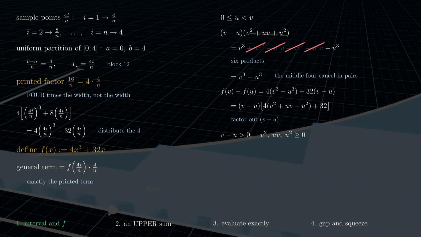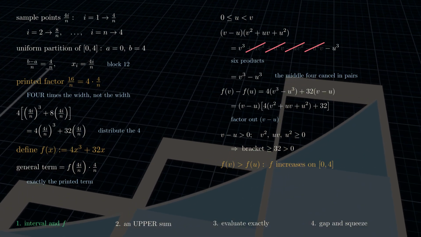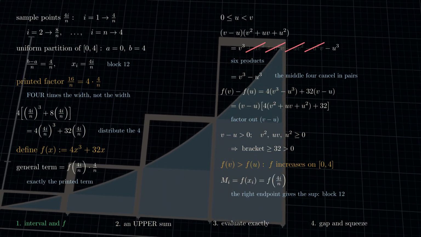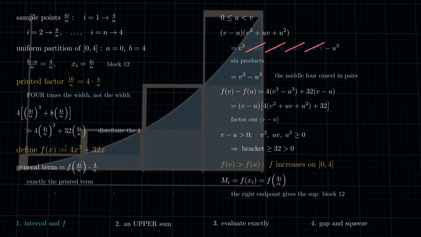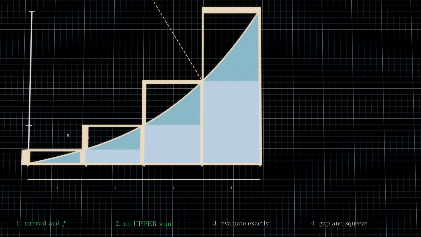Now v minus u is positive because u is less than v, and u and v are not negative, so v squared, uv, and u squared are all at least 0. Add 32 and the bracket is at least 32. Positive. Positive times positive is positive. So f of v is greater than f of u. f increases on the whole interval. The right-hand endpoint gives the largest value on every strip. And the printed sum is not merely a Riemann sum. It is the upper Darboux sum, U of Pn, f.